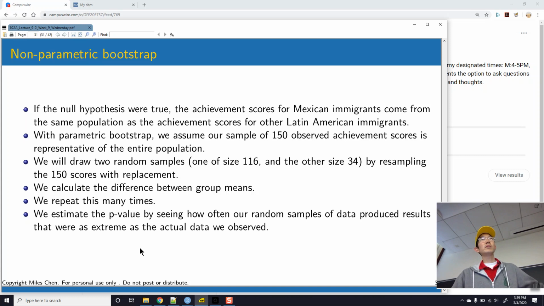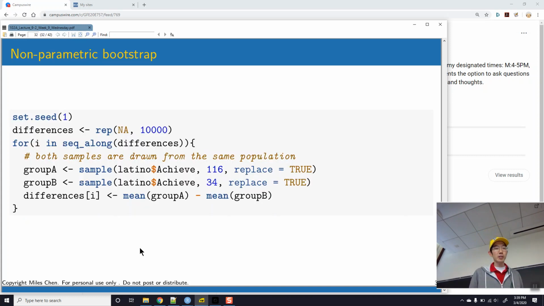Does this feel okay? Does this make sense? All right. Okay, so this is the code. Just a few lines here. I just set up a place to store my differences. And then this is it. This is the bootstrap right here. We're going to sample this column, the Latino dollar sign achieved. That's the column of 150 values, and we're going to sample that with replacement.